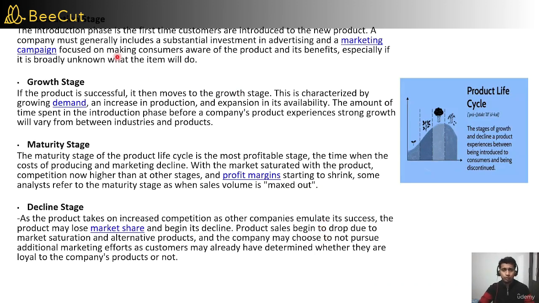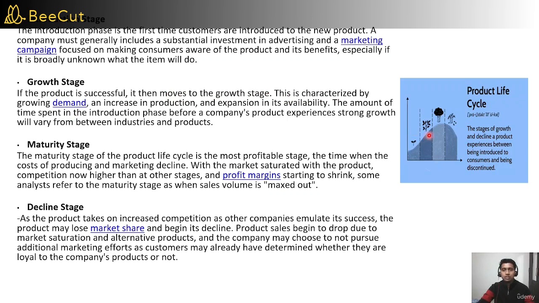So let us discuss all the four stages: introduction, growth, maturity, and decline, one by one. The introduction stage is the stage at which the product is launched, and this stage involves a lot of investment in advertisement, marketing campaign of the product to create consumer awareness about the product's benefits. At this stage, the company may not get a lot of revenue. The focus is on awareness of the product and advertising about it. Second is the growth stage. If the product is successful, it then moves to the growth stage. This is characterized by growing demand.